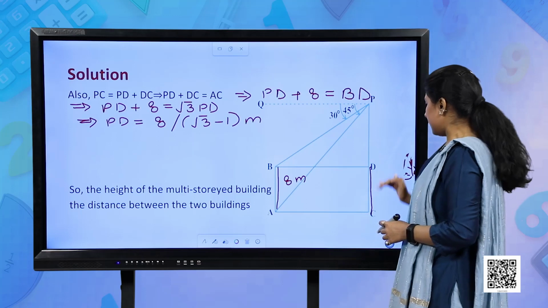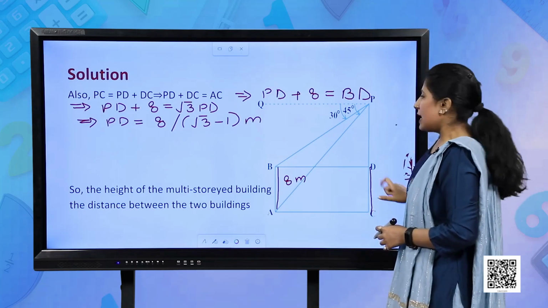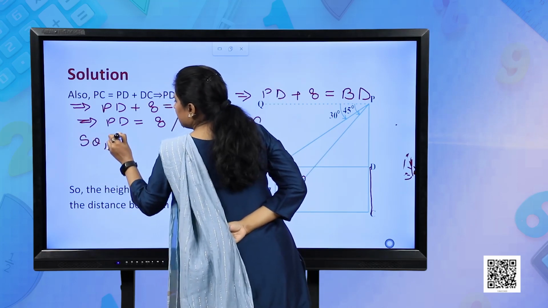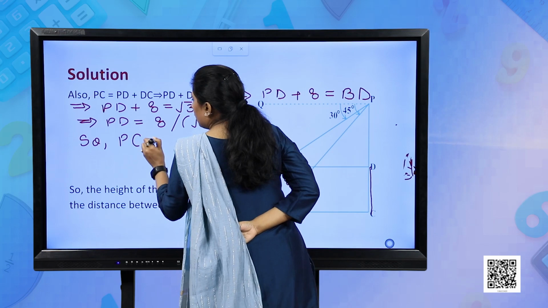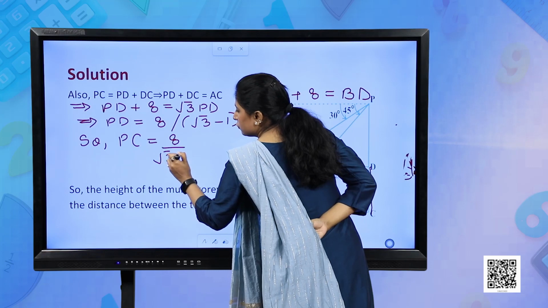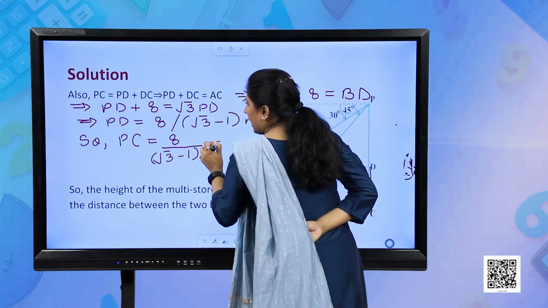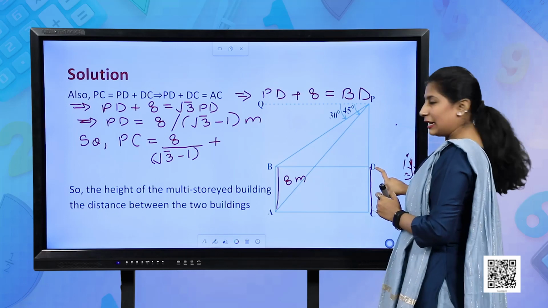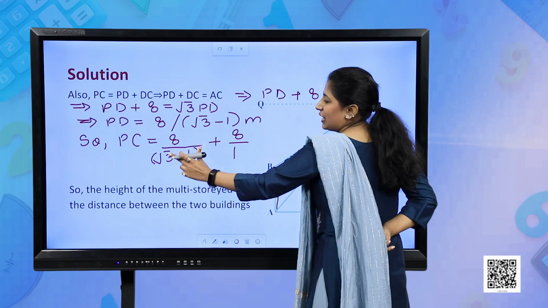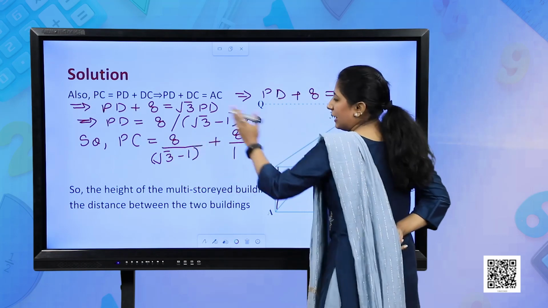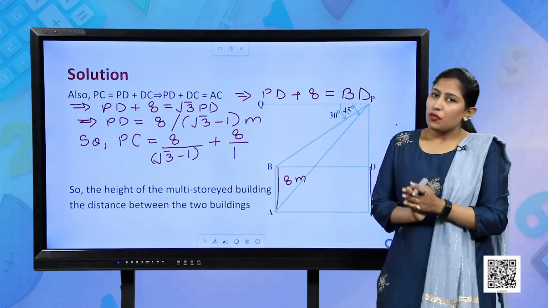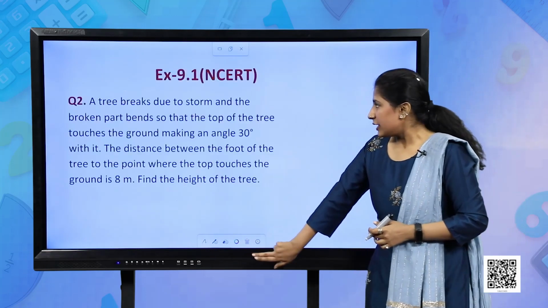Now you know that PC is the sum of PD and DC. Okay. So, PC is equal to PD, which is 8 upon root 3 minus 1, and what? This value, which is 8. So, you can solve this, you can rationalize this and add these to get the solution. So, the last step is homework for you. Okay. So, moving on to next slide.